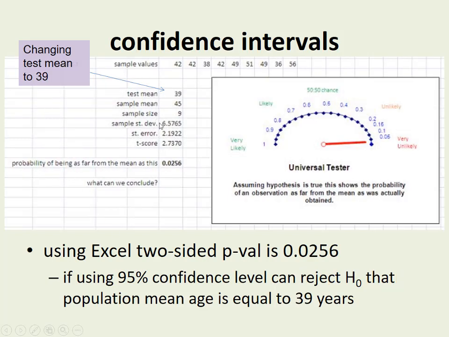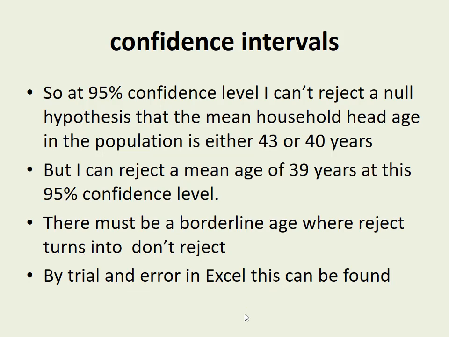If I go further to 39, okay, could it be 39? Then no, that's too unlikely. If it's really 39, the chance of getting a number as far away as that is 2.5%. So at 95% confidence, I would reject that. So if I'm working at 95% confidence level, I would not reject 43 or 40, but I would reject 39. So there must be somewhere in between 40 and 39 where reject turns into don't reject.